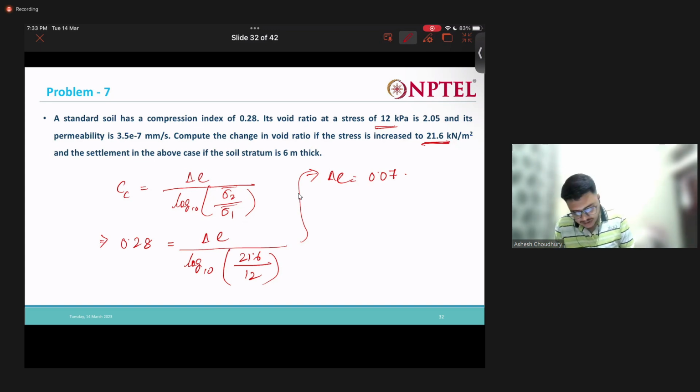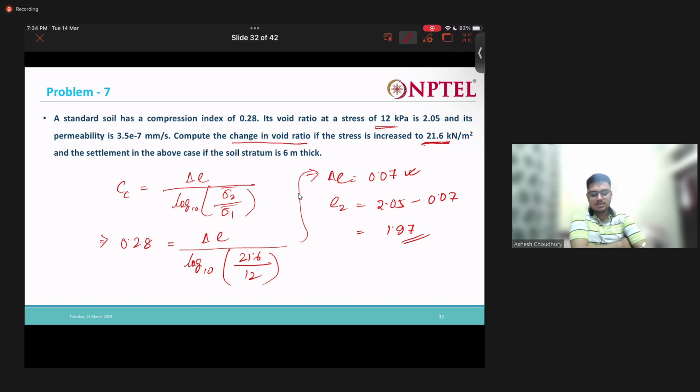Yeah, so it was asked to compute the change in void ratio, and this is the change in void ratio. From it we can also determine the reduced void ratio. Initially the void ratio was 2.05, so we deduct 0.07 and get 1.97. So when my load is increased from 12 kPa to 21.6 kPa, my void ratio reduces from 2.05 to 1.97. Okay, so our first part is done.